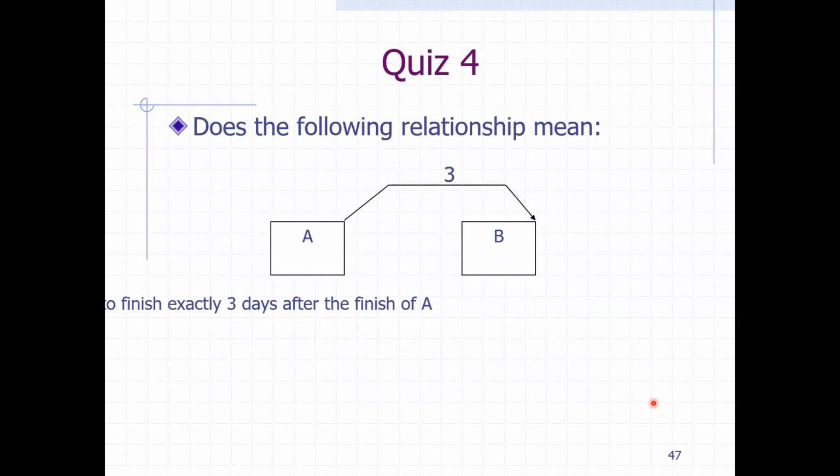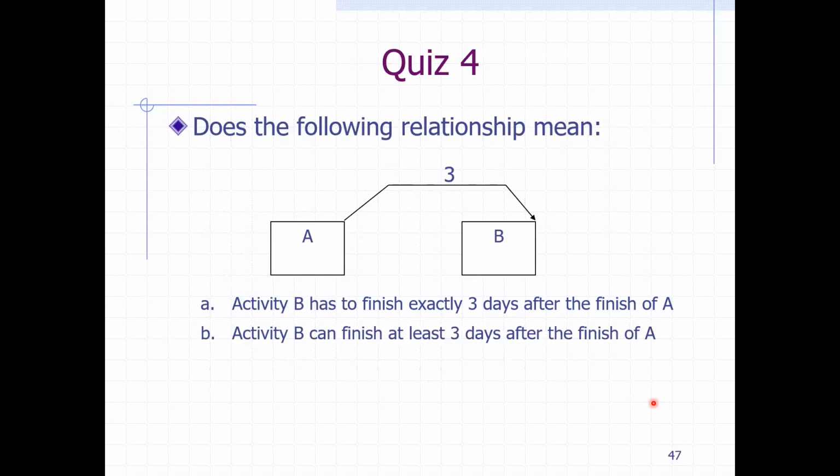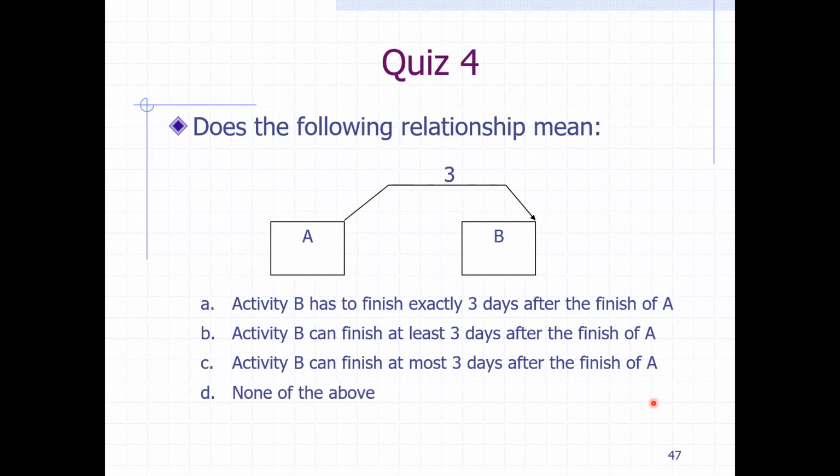How about this one here? Activity B has to finish exactly 3 days after the finish of A. Activity B can finish at least 3 days after the finish of A. Activity B can finish at most 3 days after the finish of A, or none of the above. And again, the answer is C, which is activity B can finish at most 3 days after the finish of A.